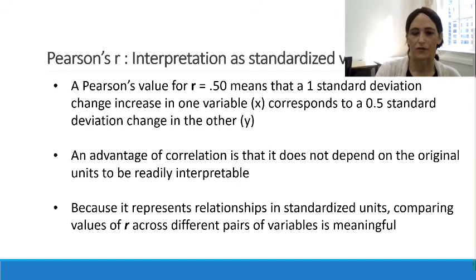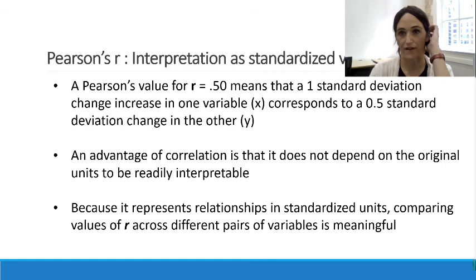But it is really useful because a Pearson's value of 0.50 means that for a 1 standard deviation change in one variable, that corresponds to a 0.5 standard deviation change in the other variable. So again, one reason why we would standardize a variable in the first place is to allow ourselves to compare different variables on different scales. And so 0.50 kind of has a universal meaning in terms of correlation.